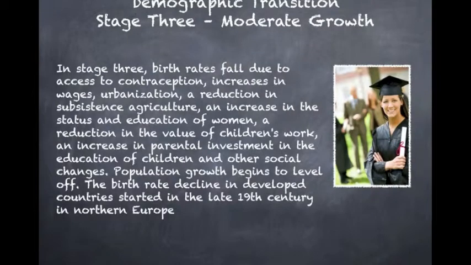Stage 3, or the moderate growth stage, is when the birth rates begin to fall due to the use of contraception, increases in wages, urbanization, and a reduction in subsistence agriculture. As people move to the cities, you begin to see the emergence of what's called a commercial society, where people go to work and they earn money, and they then take that money and they buy what they need. And so the more money a family is bringing in, the more wealth they can have. And with this, you begin to see children begin moving out of the workplace.